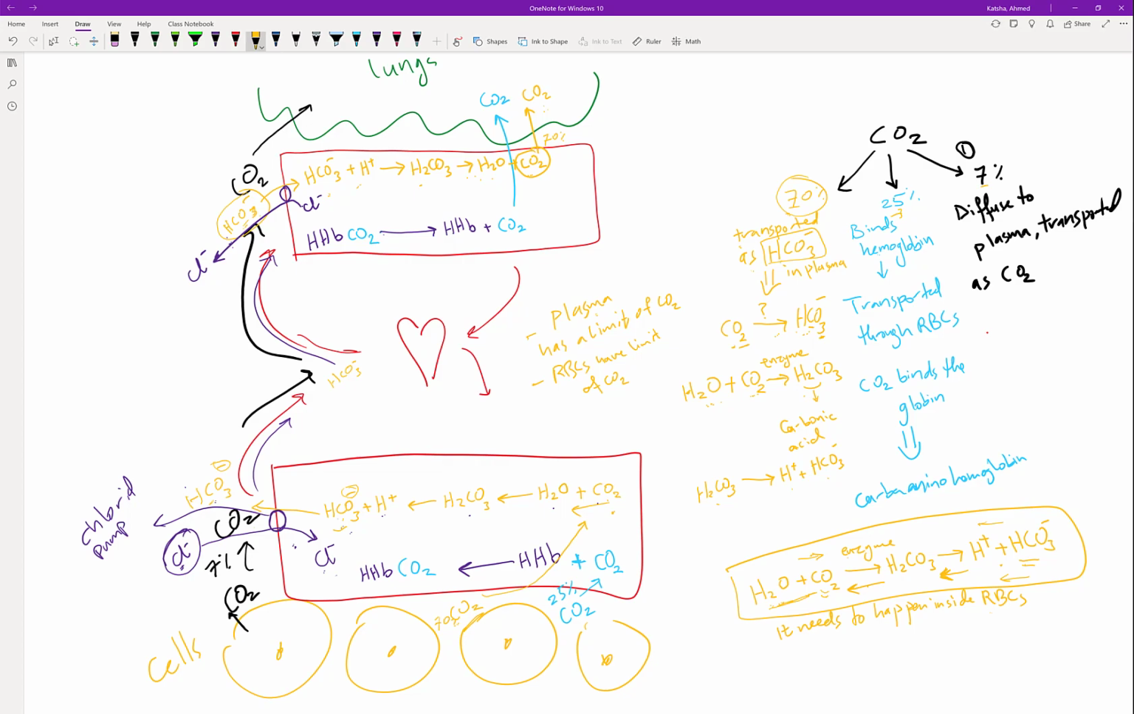But in order to do this, I need water and I need the enzyme, and this process happens inside the red blood cells. Once I have the bicarbonate, I will send it to the plasma. The plasma will be fine with the bicarbonate, and sending it out needs a chloride pump to bring a chloride ion inside. Then in the lungs, I will reverse the reaction: take the chloride ion out, bring the bicarbonate in, reverse the reaction, get the CO2 and move it out.